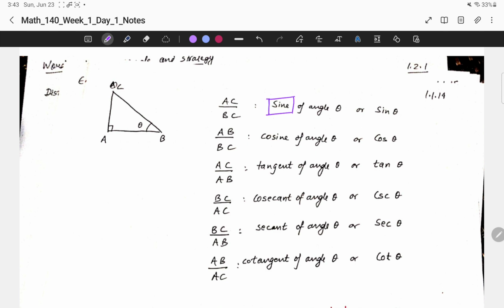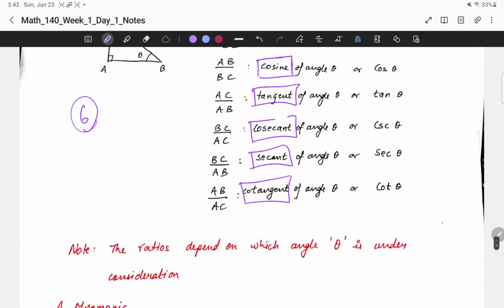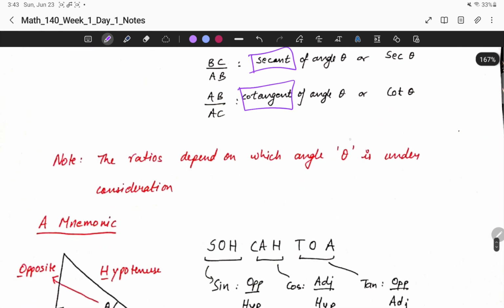So AC over BC is sine. So the names are sine, cosine, tangent, cosecant, secant, cotangent. So it's simple. 6 possible ratios, we give each of them a name. And what these ratios depend on is the angle. This angle theta. So here's a mnemonic to remember them.